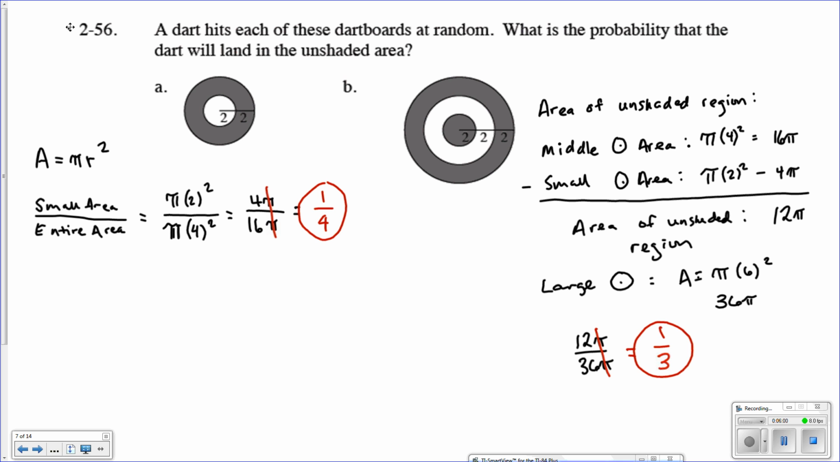That's it for problem 2-56. If you have additional questions, make sure you ask your teacher there. This one can be tricky. It can be even trickier if you start turning all of your pi values into decimals, so I would highly encourage you to leave pi in your expressions.